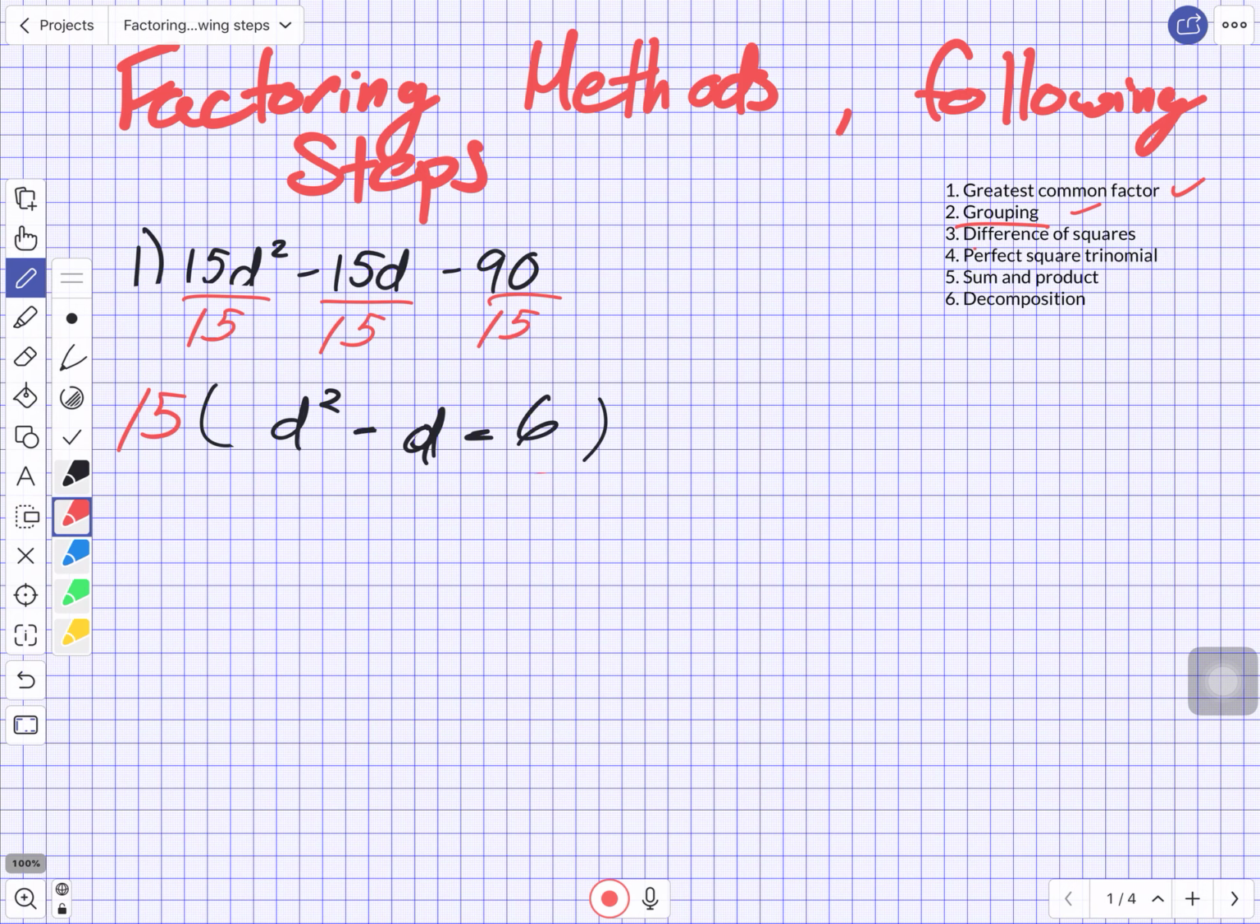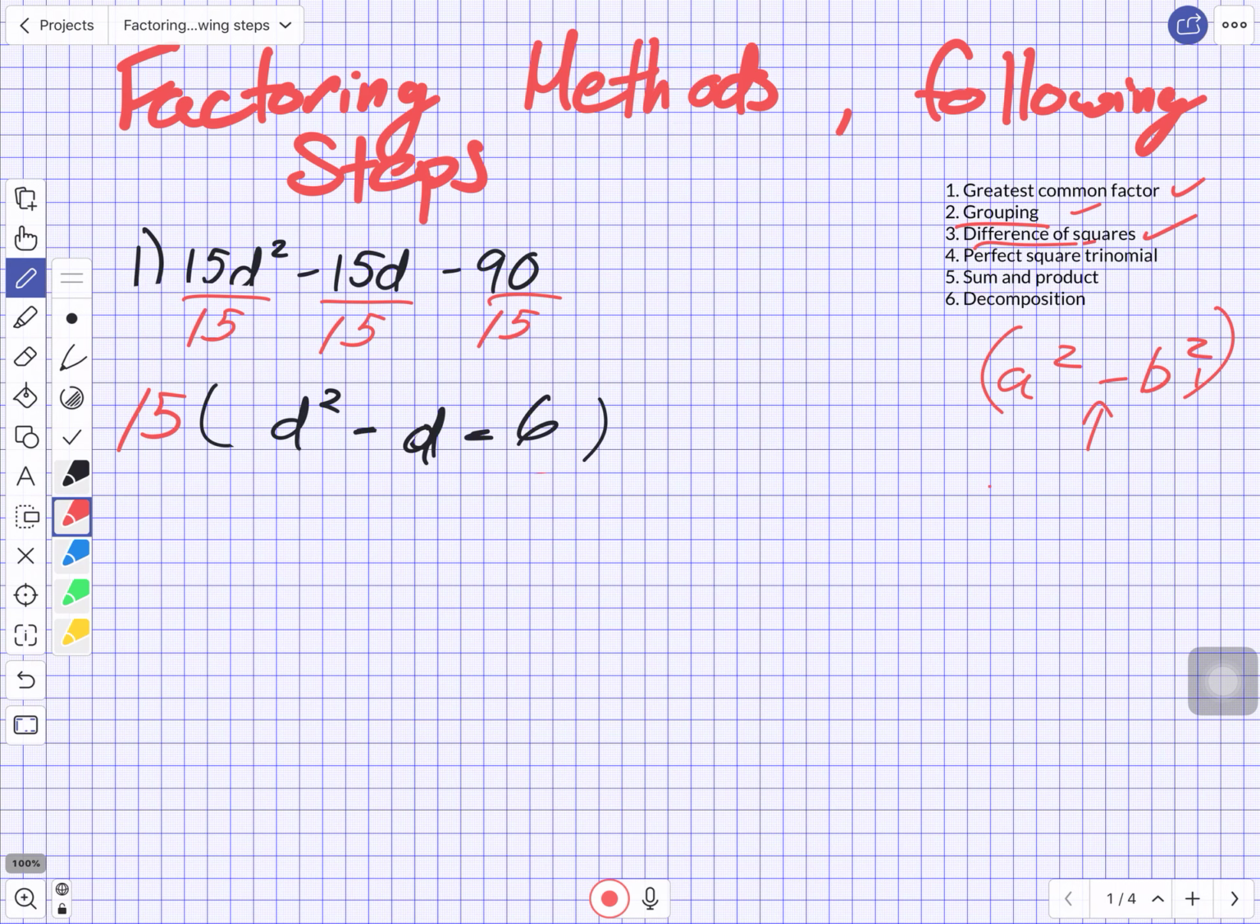A difference of squares is essentially 2 values. We'll call it a squared minus b squared, and that difference is that subtraction sign. If we have a scenario where we can find square roots of 2 terms beside each other, and when we look at this, I don't have that scenario. So I'm going to say we looked at difference of squares, nothing there.